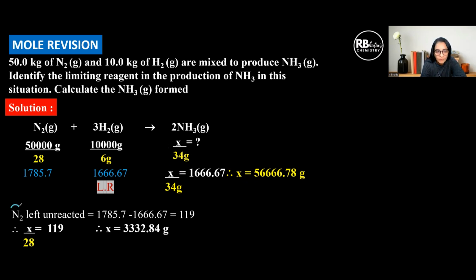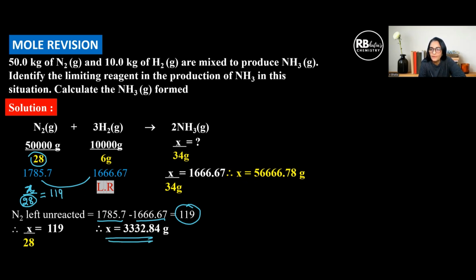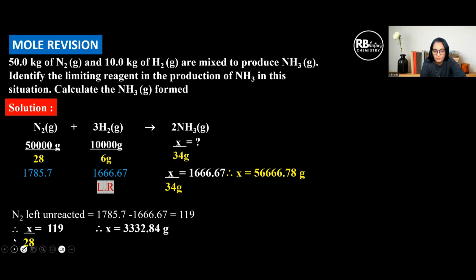Also, what if I want to calculate what mass of nitrogen is left unreacted? I will simply take the difference of these two. I get 119. Now, if I want to calculate how much nitrogen is left unreacted, X gram, that amount of nitrogen left unreacted, again divided by the stoichiometric proportion 28, I equate it to this number 119, and I'll get the amount of nitrogen left unreacted. It is the same as what we calculated by the other method.